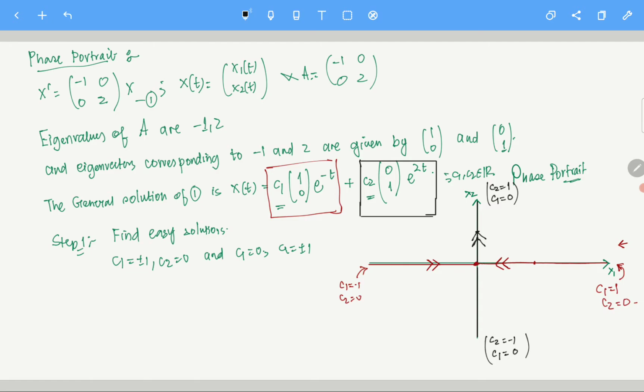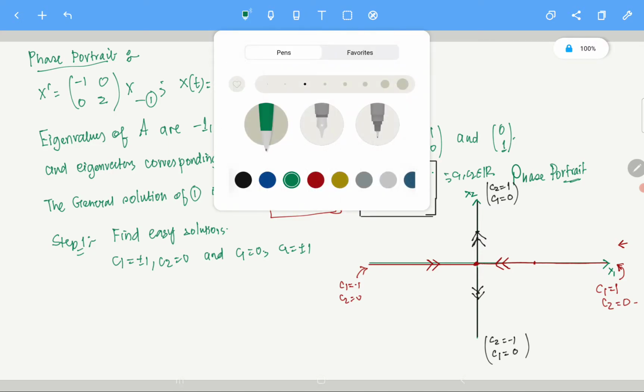Okay, again as I told you, for this kind of problems we always measure the direction in increasing t. So as t tends to infinity, this is moving in that direction, so it is going away from the origin. As t moves to infinity, it's going away from the origin, and the same thing is happening on the mirror image here. I hope this is clear. Now I need to know what happens if c1 and c2 are non-zero, right? If c1 and c2 are non-zero, so let's do that.